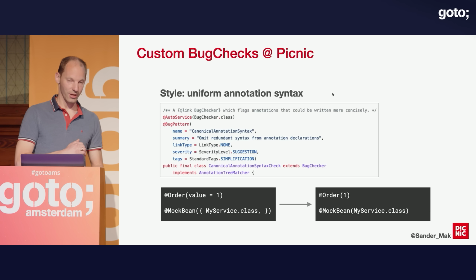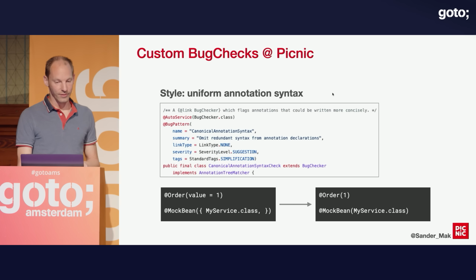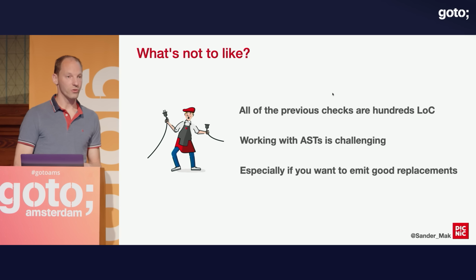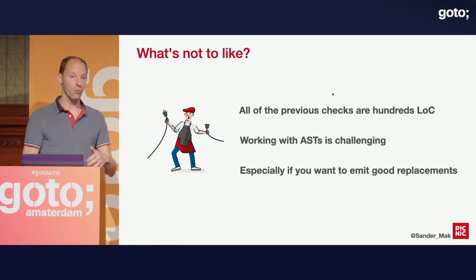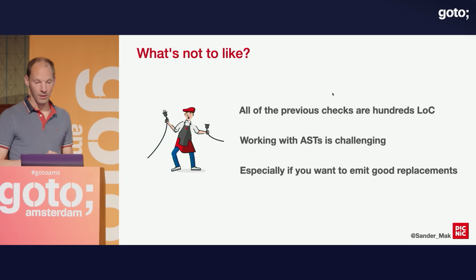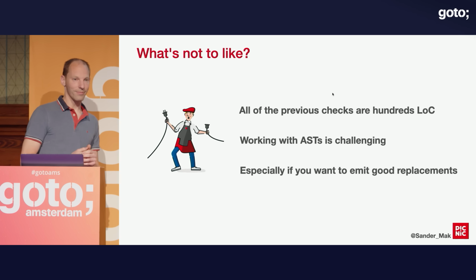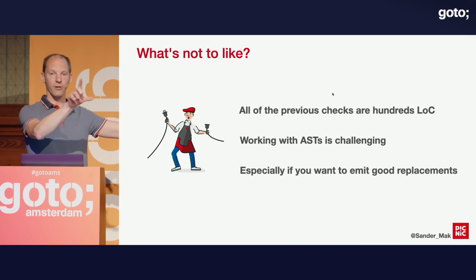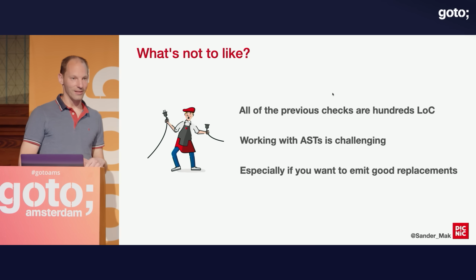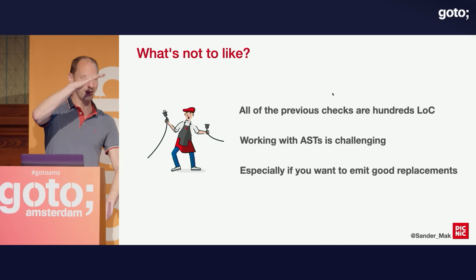So correctness and style, these sort of issues you can tackle using ErrorProne and these custom bug checks, or even some of the bug checks that are provided by the community for your libraries. So what's not to like? Well, as you may have seen, I've only shown the header of these bug checks, right? And that looks pretty, but there's also an implementation there.